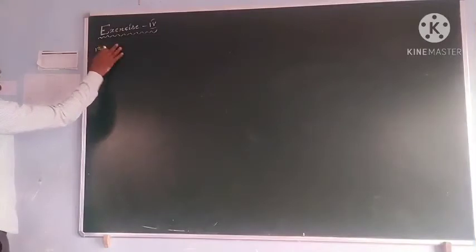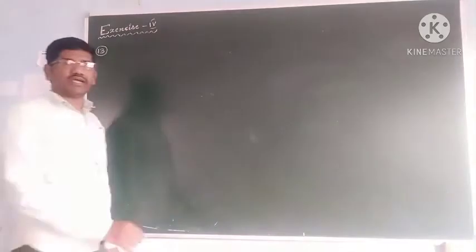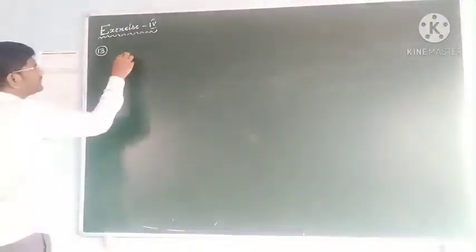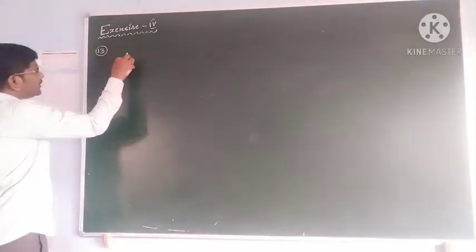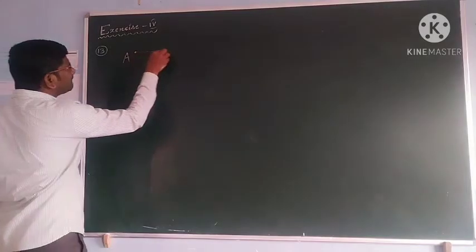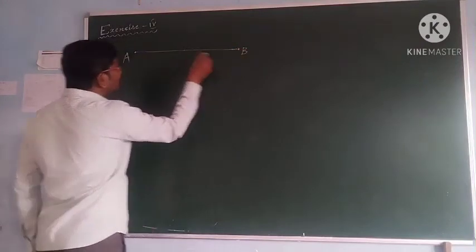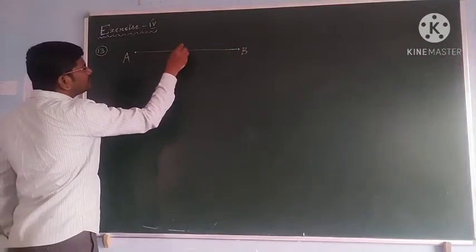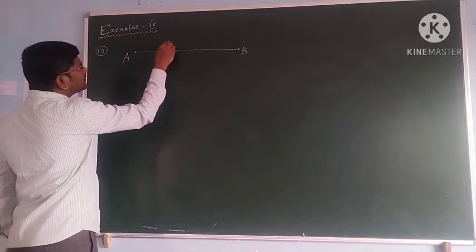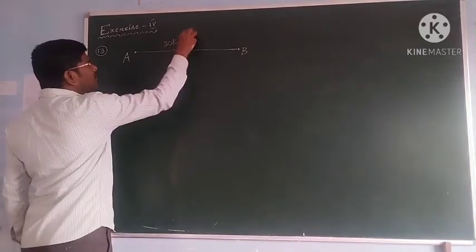Okay, see students, exercise 4, problem number 13. A car travels from point A to B. That is point A, it went from A to B, like this. This is B. It has gone from A to B with a speed of 30 kilometer per hour, given.